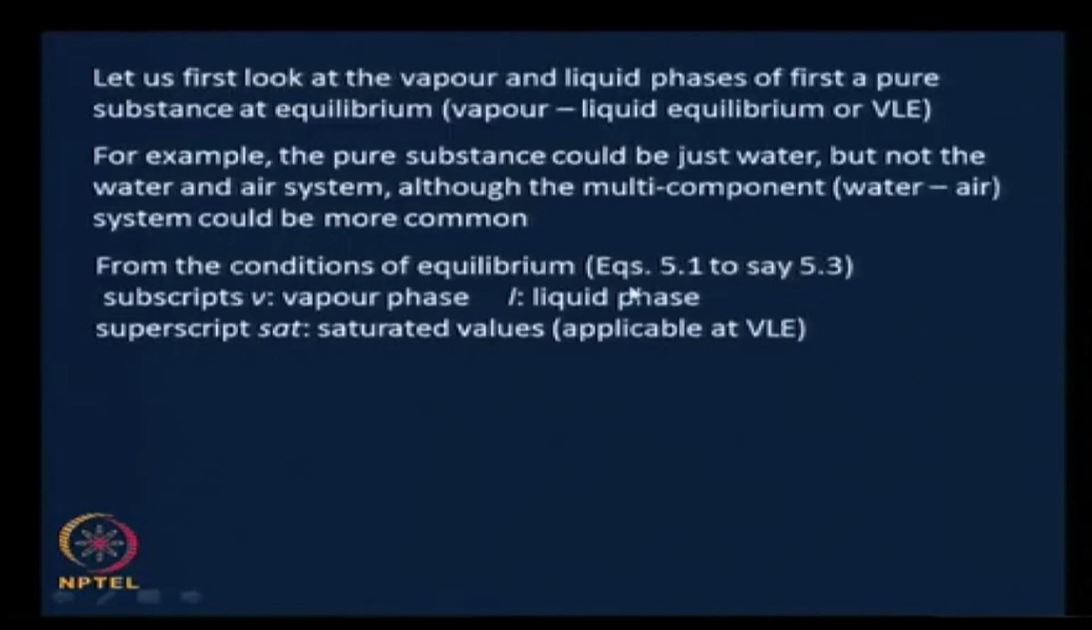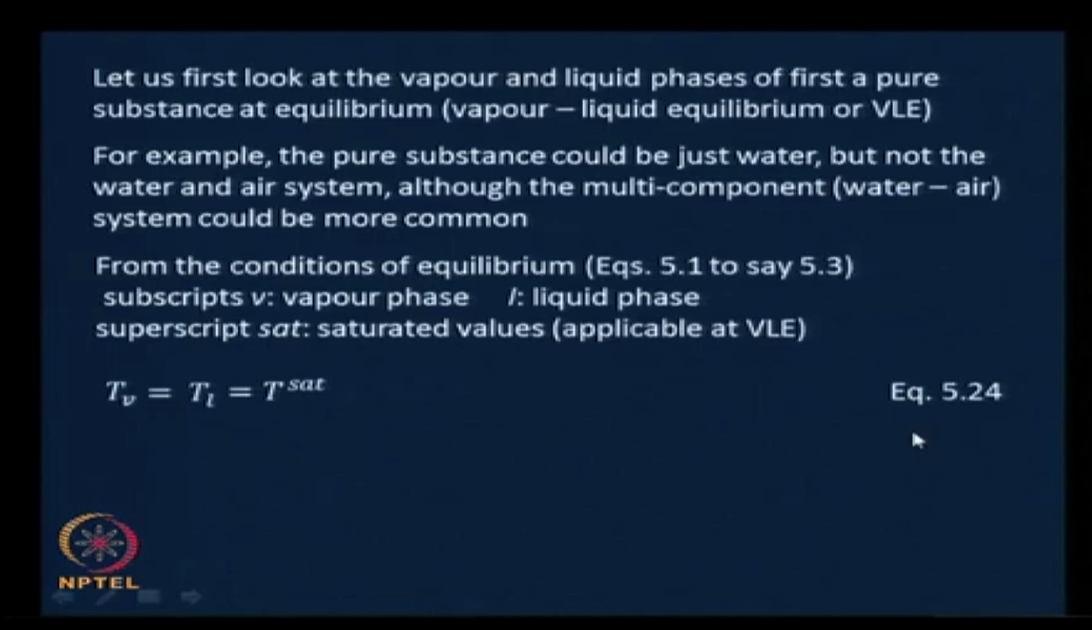So the conditions of equilibrium phi 1 to phi 3 say exactly what I just said, and also we are going to use subscripts V for the vapor phase and L for the liquid phase, and also we are going to use SAT for representing saturated values of temperature, pressure and so on, which is applicable at the vapor liquid equilibrium conditions. So this is the first condition, temperature of the vapor phase must equal the temperature of the liquid phase, and this is the saturated condition, therefore we can say must be equal to T sat.